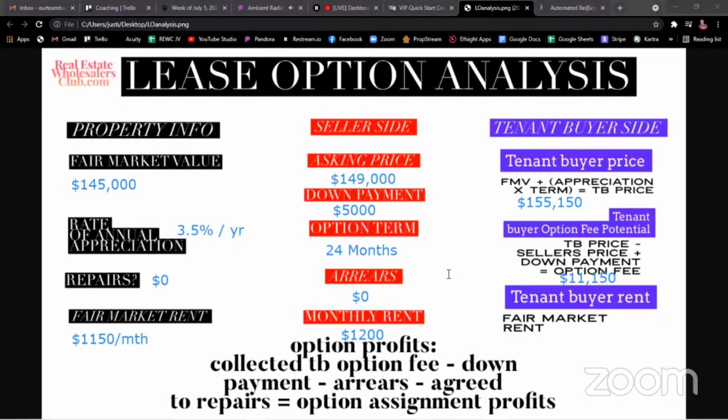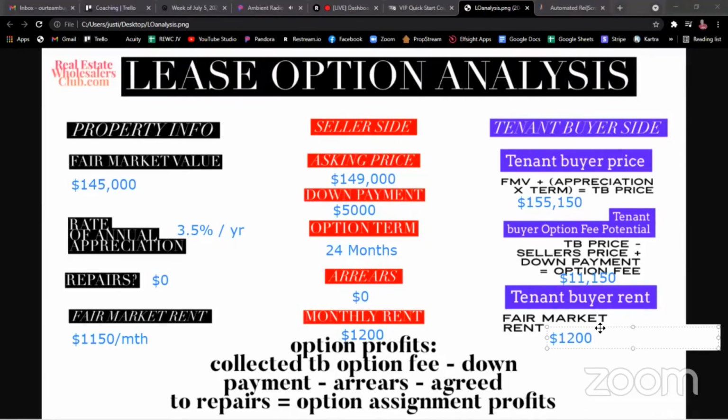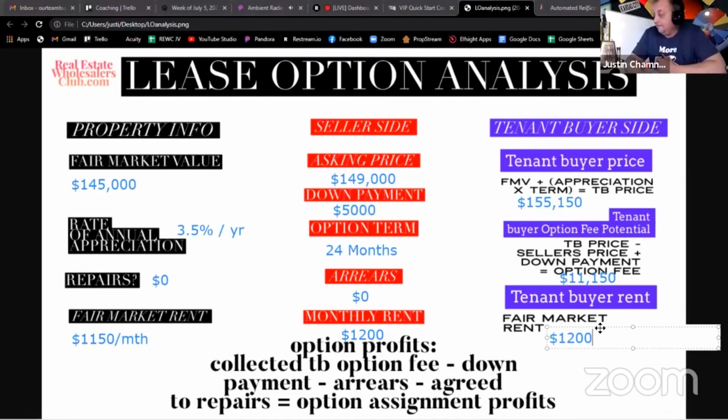Yep. Okay. Let's talk about the last blue box here, tenant buyer rent. The tenant buyer rent will be $1,200 a month because we're assigning this. It's a wholesale lease option. Fair market rent is only $1,150, but we're in the ballpark here, aren't we? I mean, $1,200 is not very far from $1,150, especially for a rent to own deal. Sorry, I was burping and talking at the same time. Rent to own for $1,200 is not bad when the fair market rent's $1,150. All right, so we're square there.